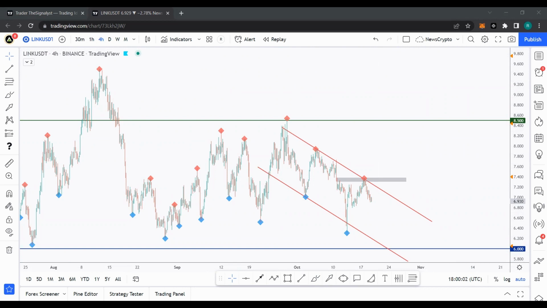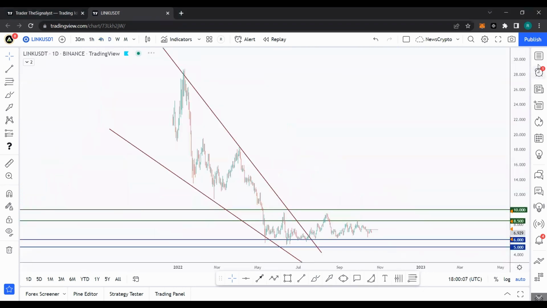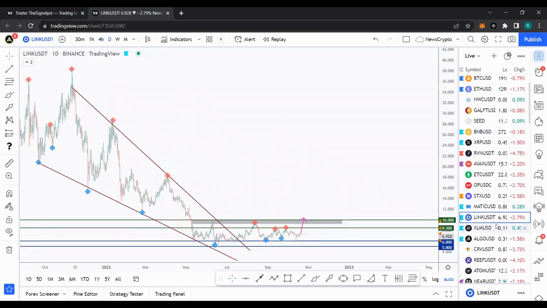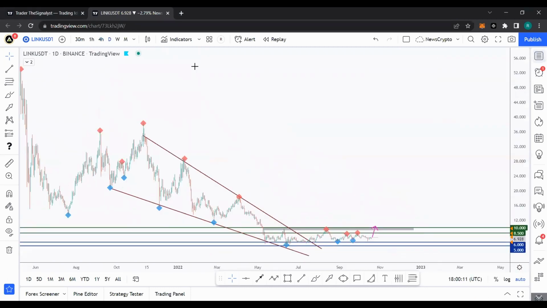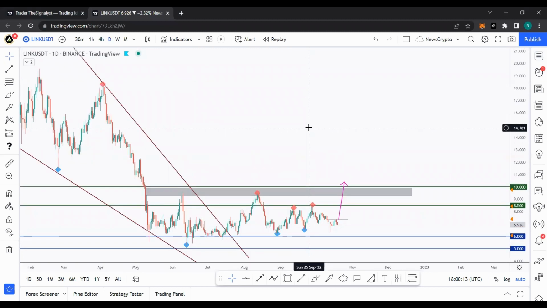Okay. Daniel requested sushi token. Before I go over sushi, let me go over XLM and ALGO because they are very similar to Link.